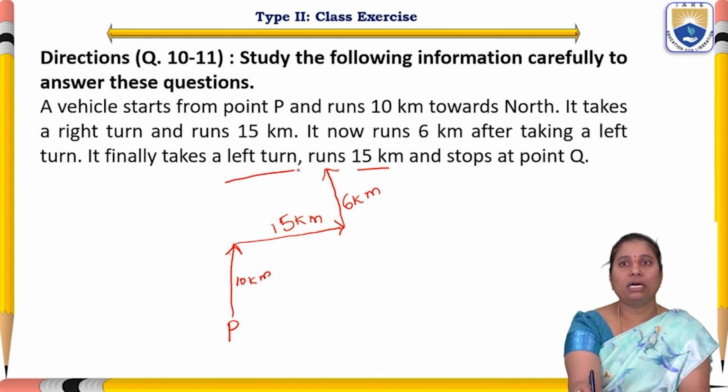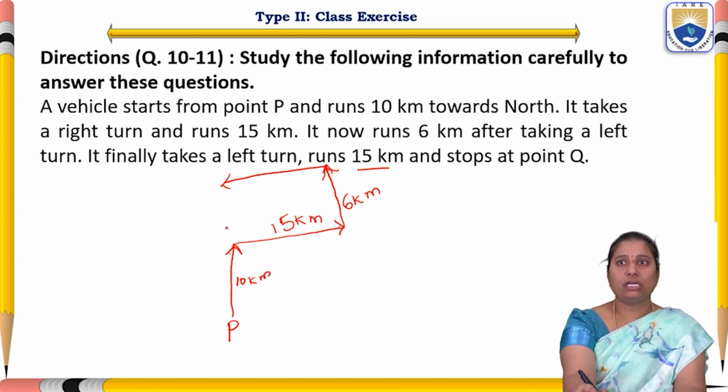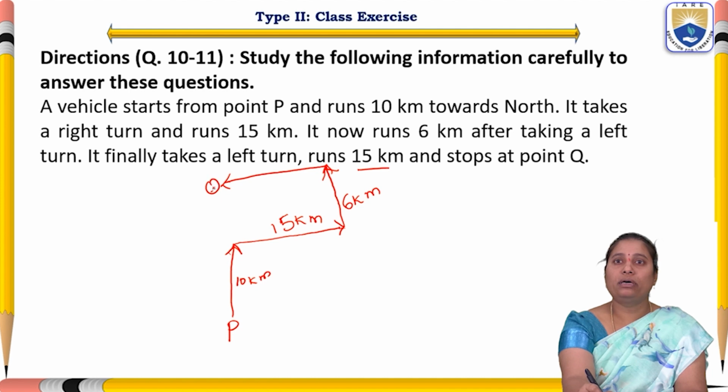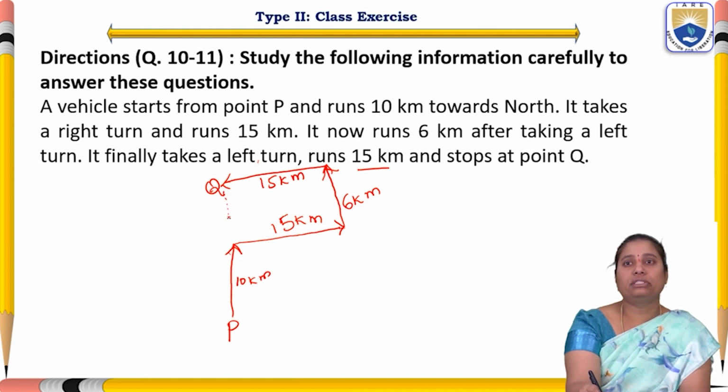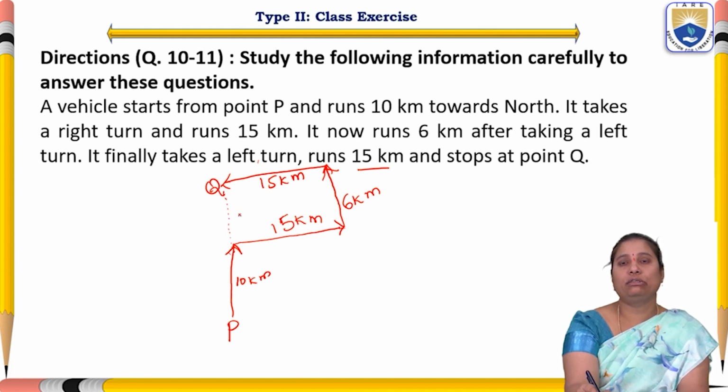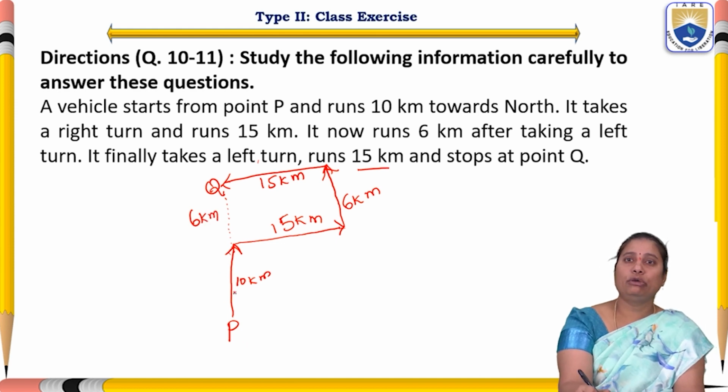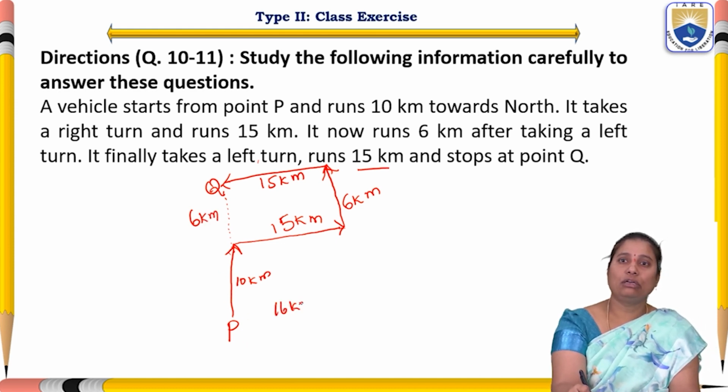It has stopped at 15 kilometers, which means it is almost parallel to this line, and now it is in the west direction. It has stopped at point Q after 15 kilometers. Now if we draw this parallel line up to the 6 kilometers, Q to P is 16 kilometers.